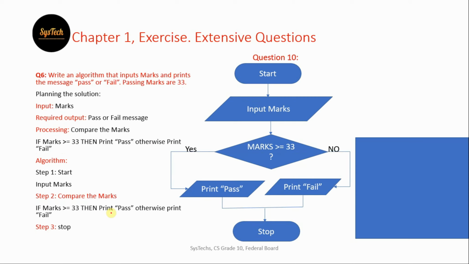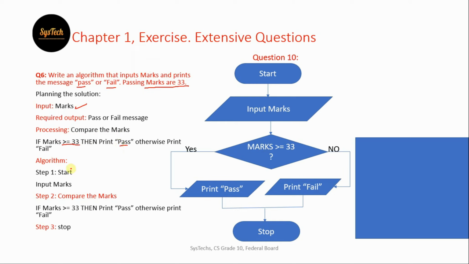So gone. Question number 6, write an algorithm that inputs marks and prints the message pass or fail. Passing marks are 33. So there is some sort of comparison. Okay, let's see what is the input. Plan the solution, input marks. Required output, any of these messages, pass or fail, but depending on what? This criteria. Now processing, compare the marks. If marks are greater than or equal to 33, then print pass, otherwise print fail.